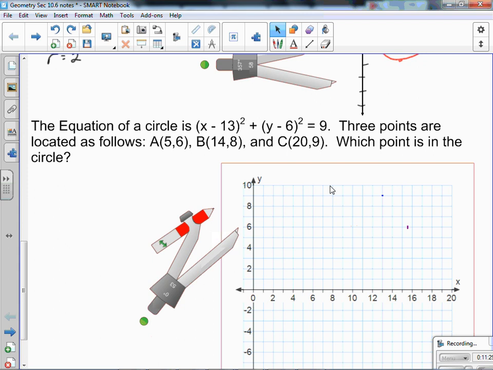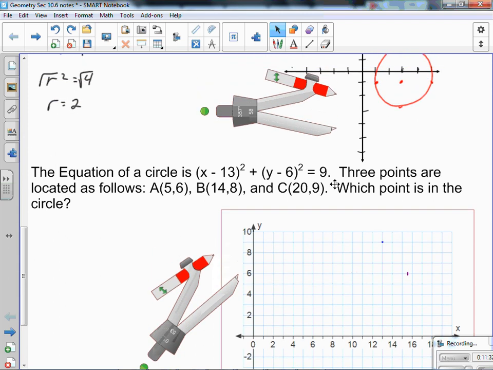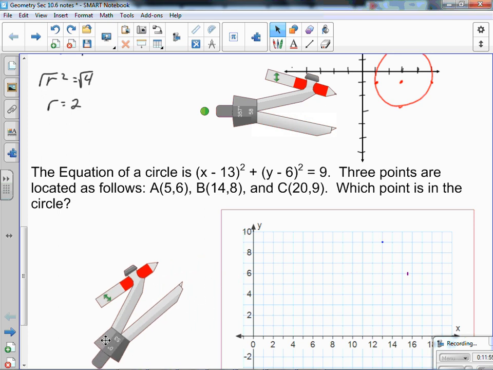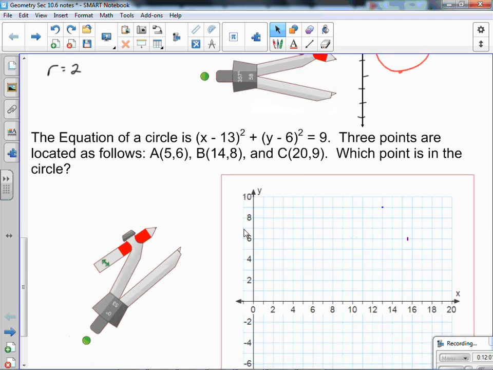So the next one tells us the equation of a circle is (x minus 13) squared plus (y minus 6) squared equals 9. And 3 points are located as follows. You got point A, which is (5, 6), B, which is at (14, 8), and C is at (20, 9). Which point is in the circle? So one of those 3 points will be in the circle. So the question is which one? The easiest way to do that is to just graph it all and see which point would end up in there.